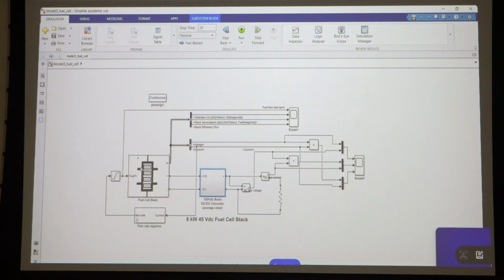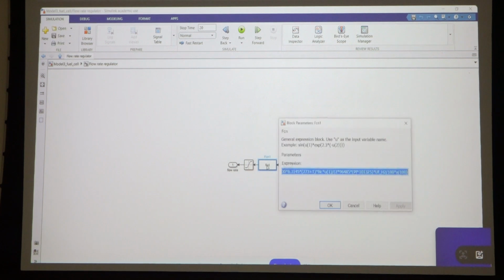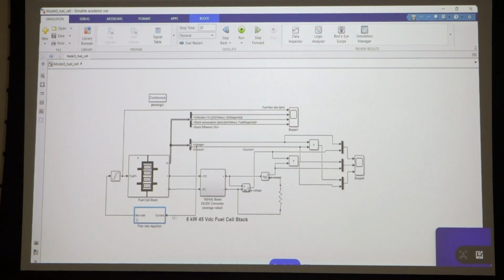And the third one, here we can see we are using the fuel flow rate. For that we are taking input from here. We are taking input current, and then if we go inside this block, there is a functions block. They are using mathematical calculations. In these calculations only the current is the input and all other parameters are constant. So if we go back, only the input is current and all others are constant.